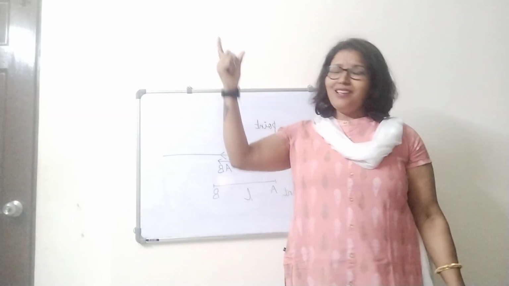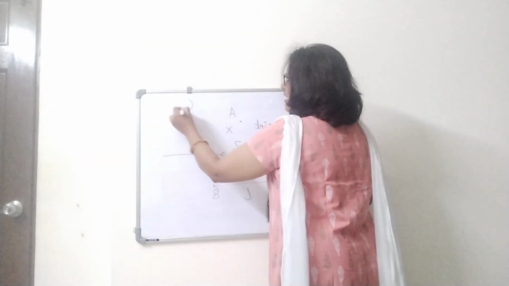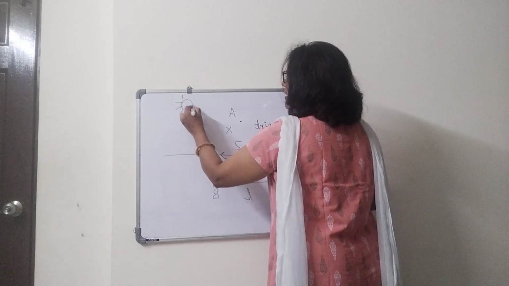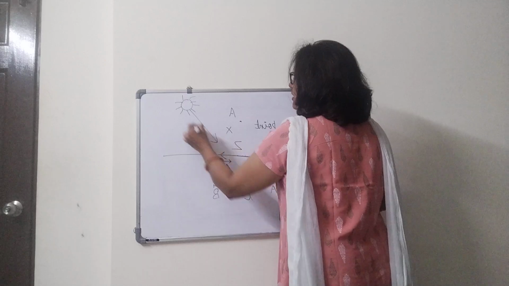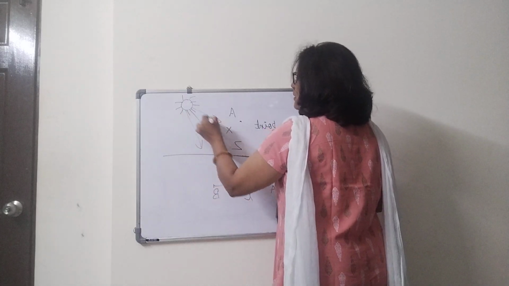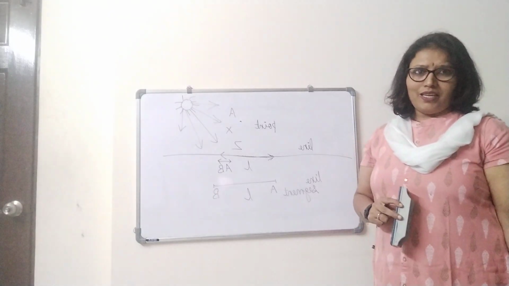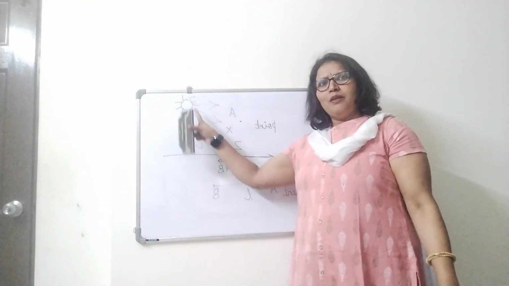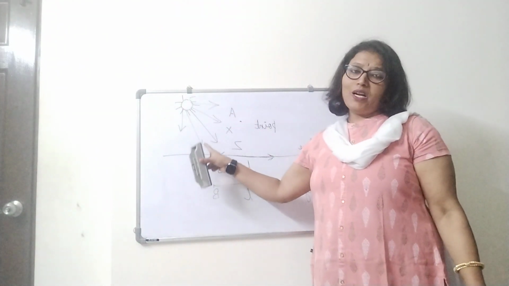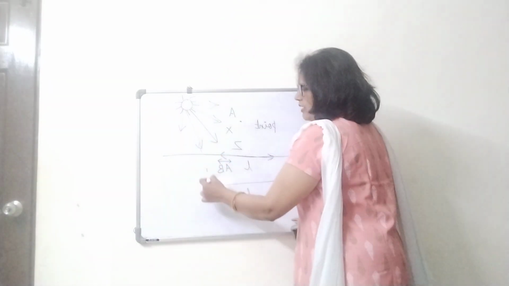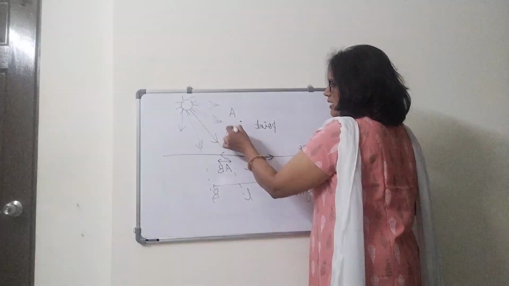The sun is the starting point, and the rays are coming from the sun. A number of rays are coming from the sun. So what can we say here? The start point is there, but there is no end point. We don't know where they are reaching. They are extending infinitely.